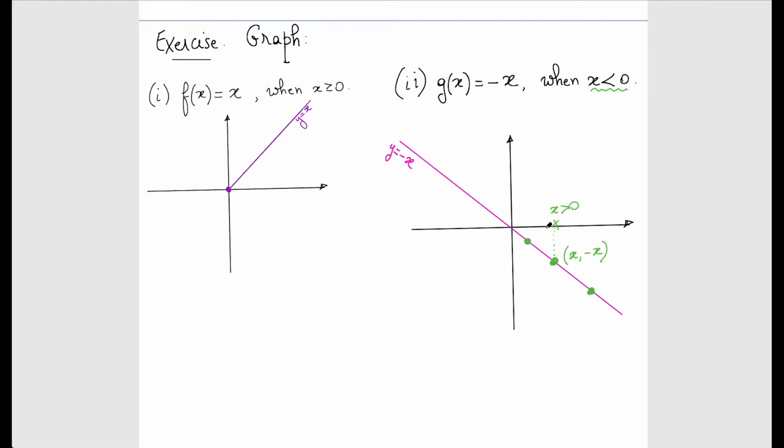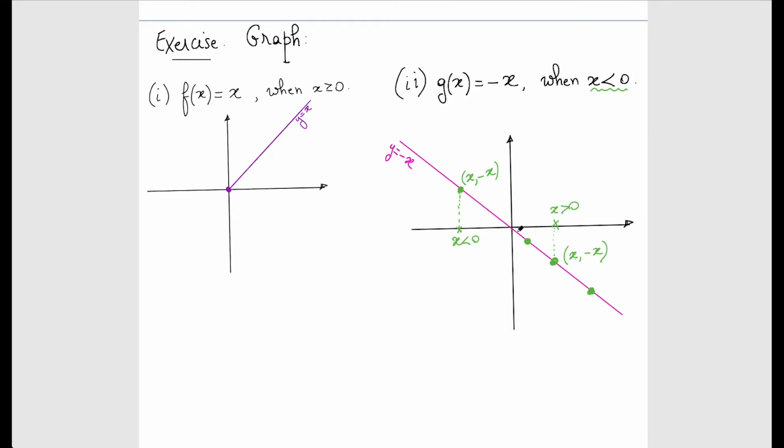Now, what should I keep? Should I keep this point? Yeah, this point has, don't forget, each point here is made up of two coordinates, x, g of x, but g of x is negative x. And the first coordinate here, which is x, is negative, right? So it verifies this condition. So this green point here is gonna be retained. Okay, so it looks like all these are gonna be retained.